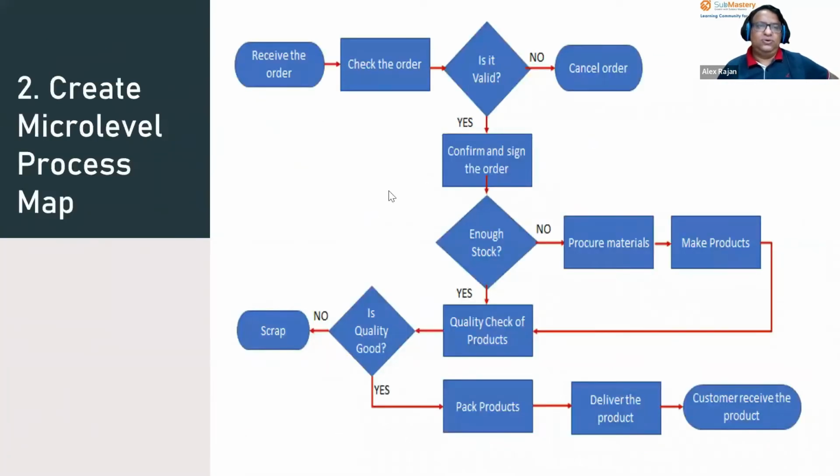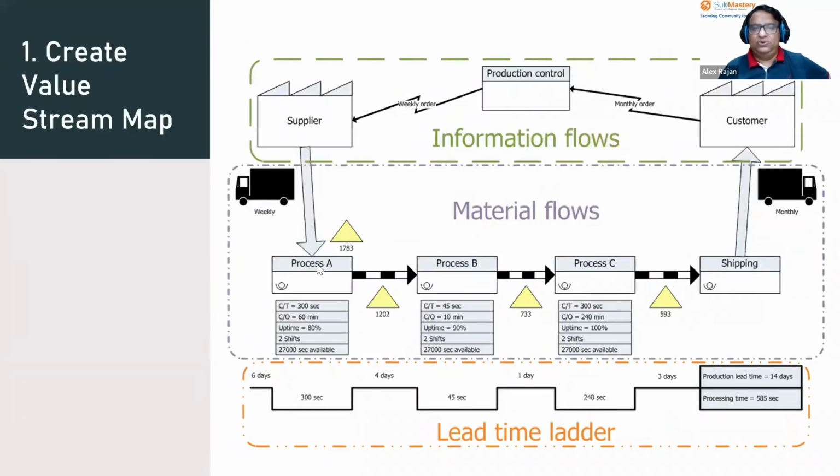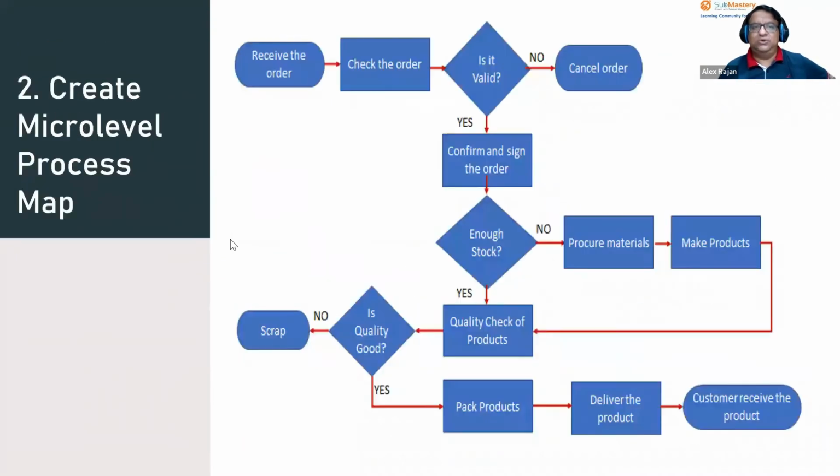So once we look into the value stream map, then we look into a micro level process map. In this, we are not looking into the detailed steps in each process step. So each process A, process B, process C, we are just looking into what the different processes involved are. In a micro level, whatever steps we have defined, each step is added in detail. So we look into the process and give it a micro level process map.